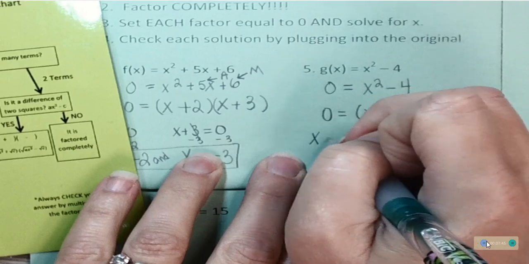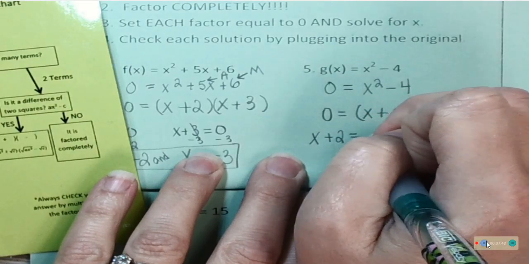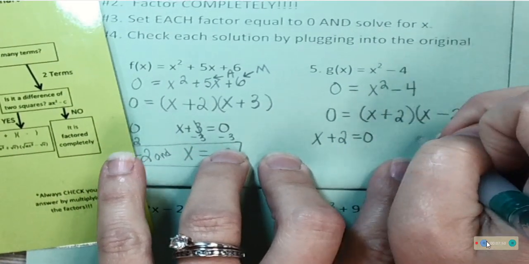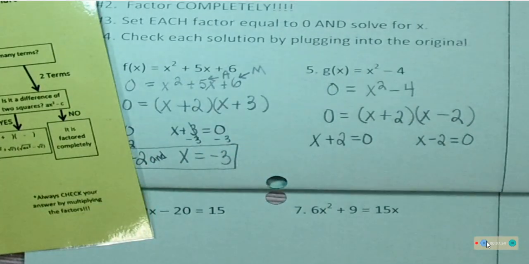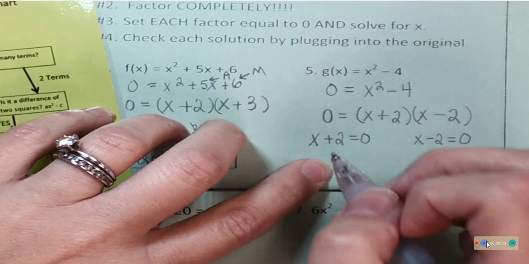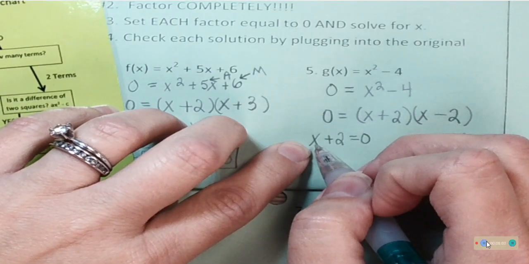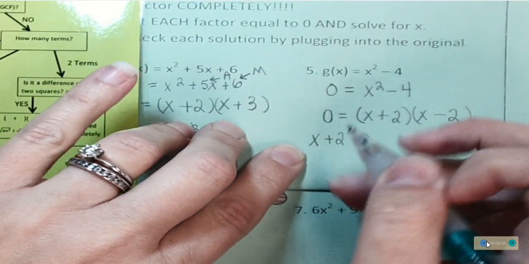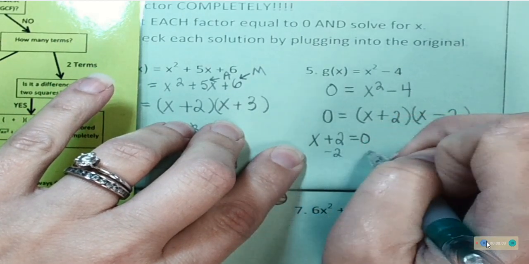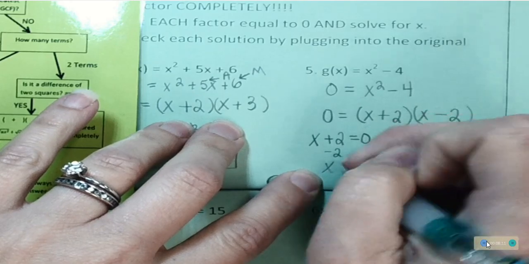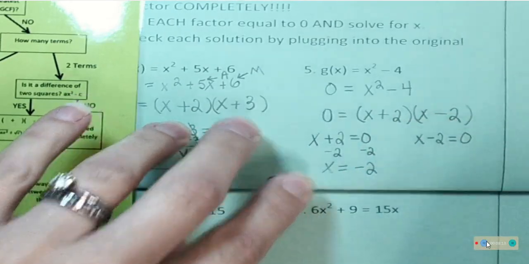So I'm going to take each factor, x plus 2, and set it equal to 0. I'm going to take x minus 2, and set it equal to 0. I'm going to solve now to find out what x is. So, if I need x by itself, what am I going to do with plus 2? What's the inverse of plus 2? Minus 2. And so, x could equal negative 2.